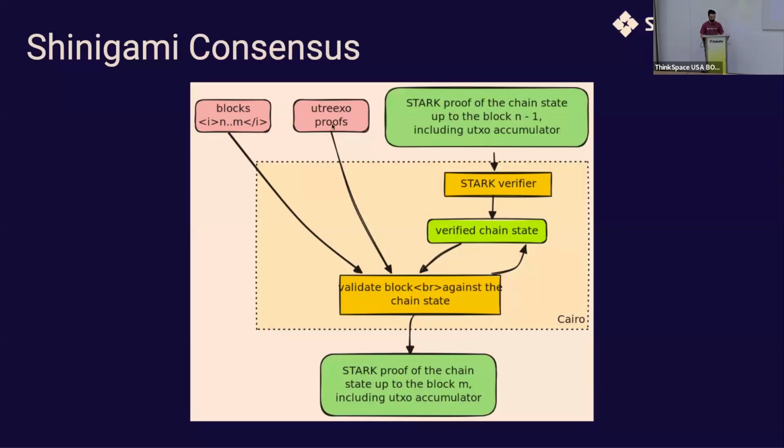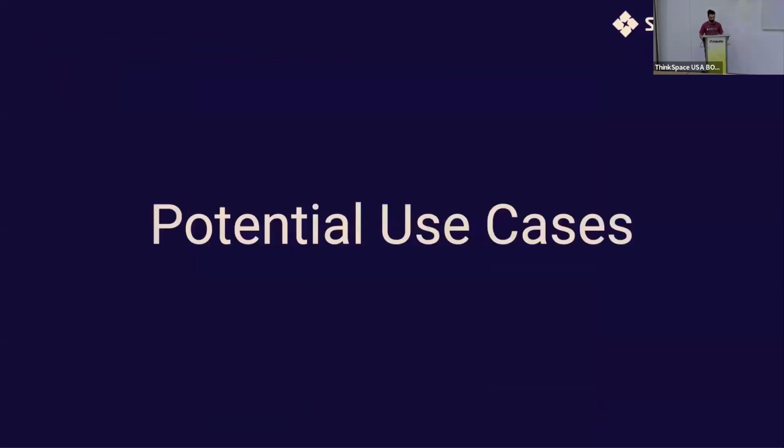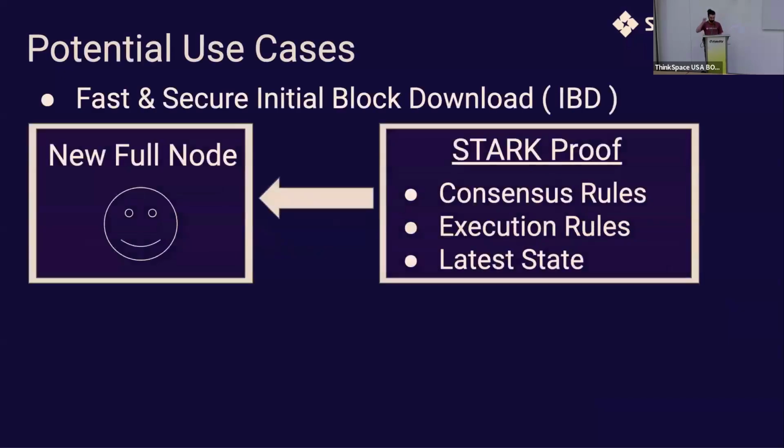And using utreexo proofs and the block data from N to M, you can provide that to the Shinigami consensus library and then create a new proof from 0 up to M. And then you'll just continually do this every time you want to create a new proof to post to a bridge or whatever use case you're using, which is what I'll go into now.